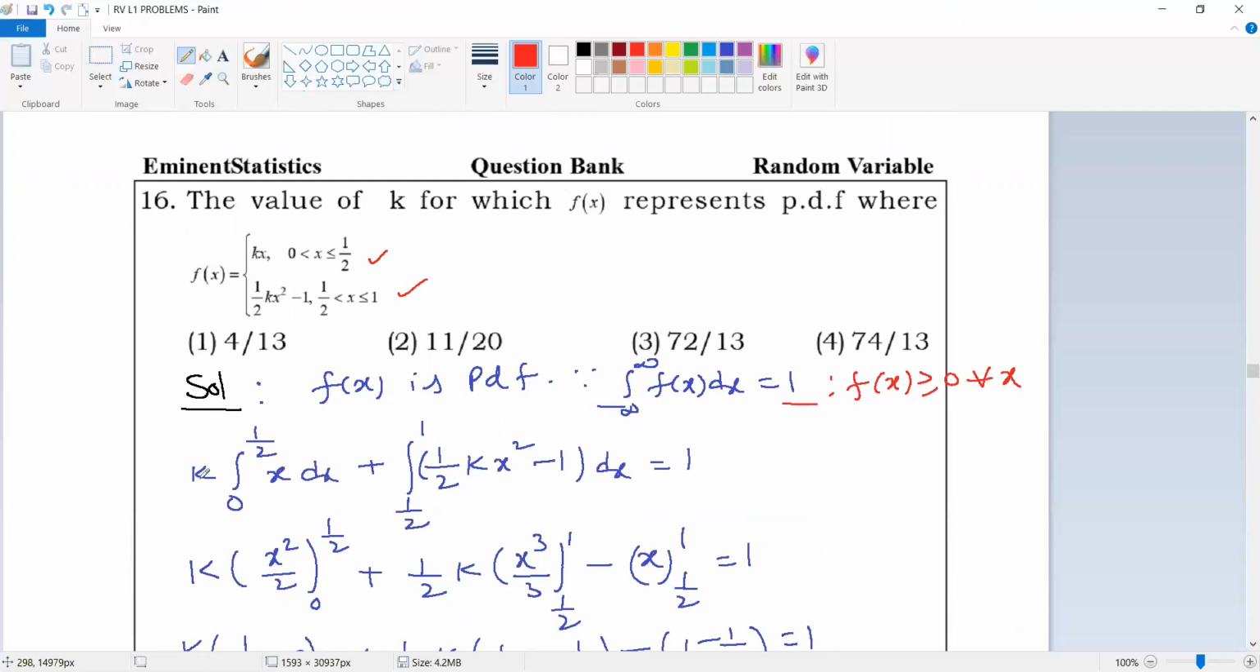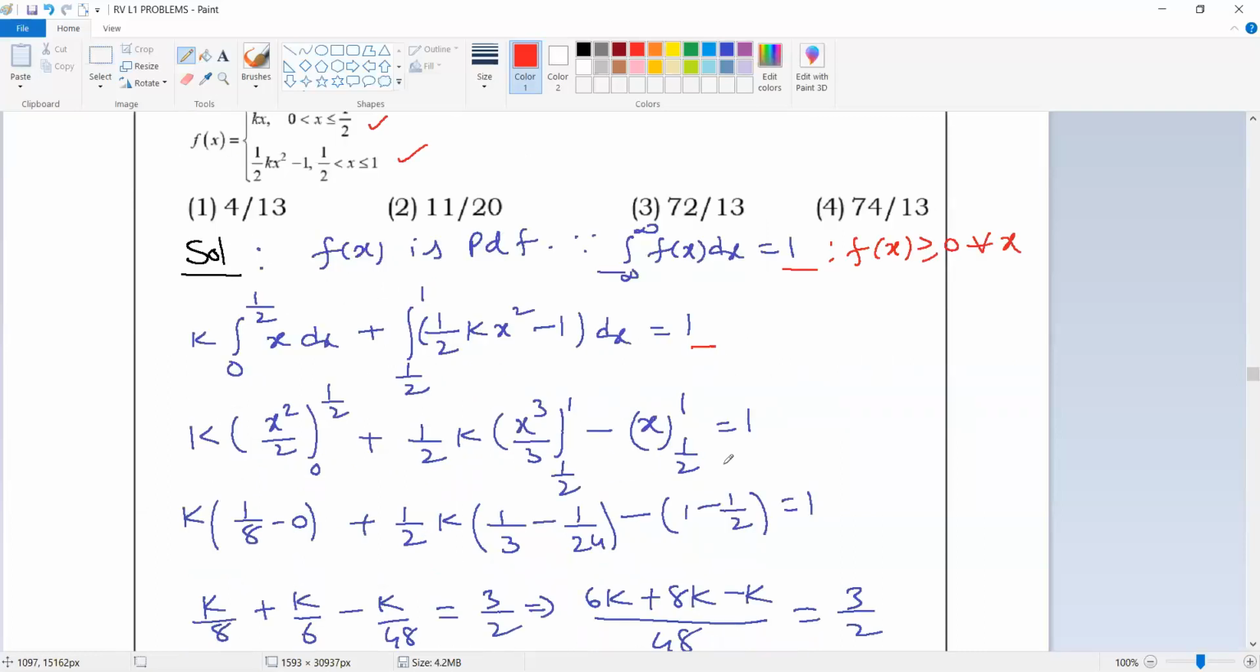Now k into, so here the first interval is 0 to half, the second interval is 1 by 2 to 1. Using these corresponding functions, we have to find out the k value. So the total area must be equivalent to 1 here. First of all, the total area must be equivalent to 1. After that, you have to find out this k value. So k into, the first interval is 0 to 1 by 2. The corresponding function is x, k outside. The second interval is 1 by 2 to 1. The corresponding PDF is 1 by 2 k into x square minus 1 dx is equal to 1.